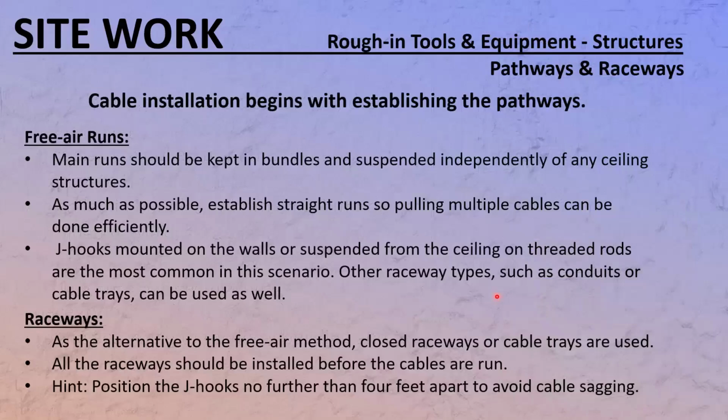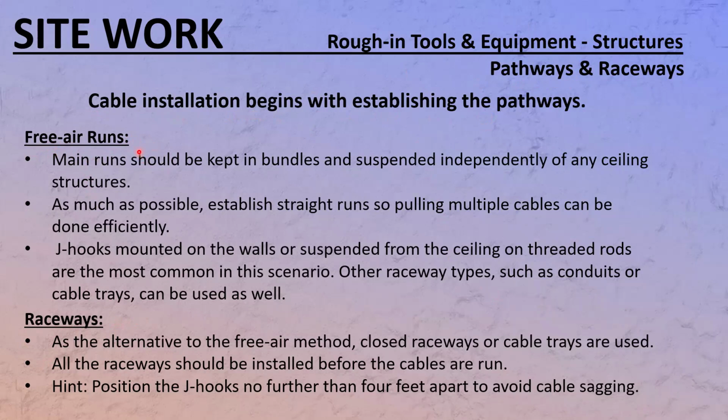All right, rough-in, tools, equipment, structures, pathways, and raceways. Cable installations begin with establishing the pathways. Now, free air runs or in raceways. Free air runs, which means the wires are not in the pipe, not in the conduit. It could be on the tray. That also could be considered a free air run.